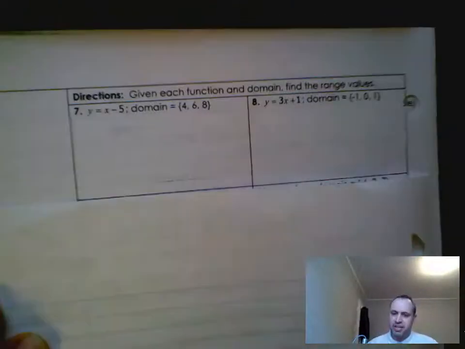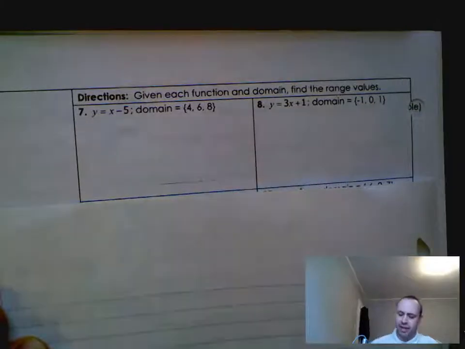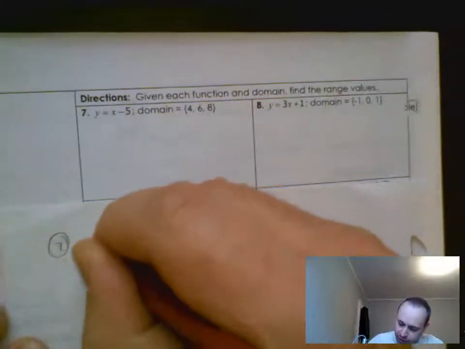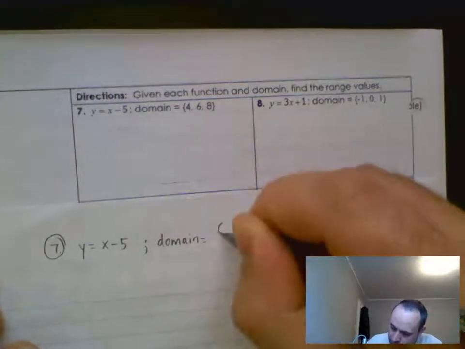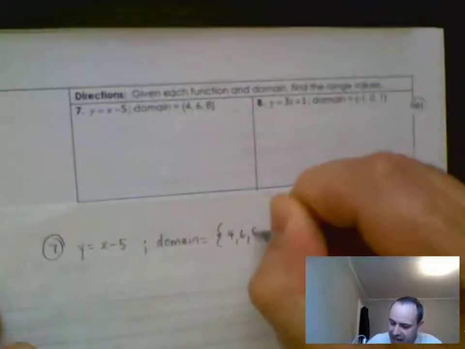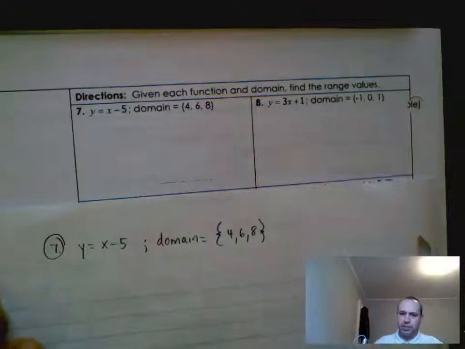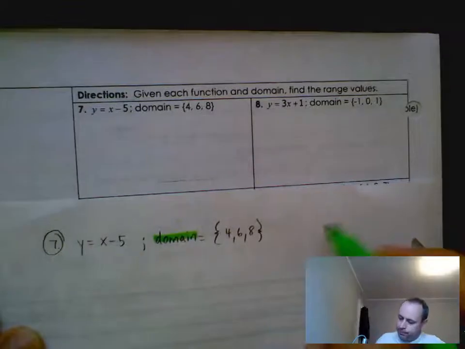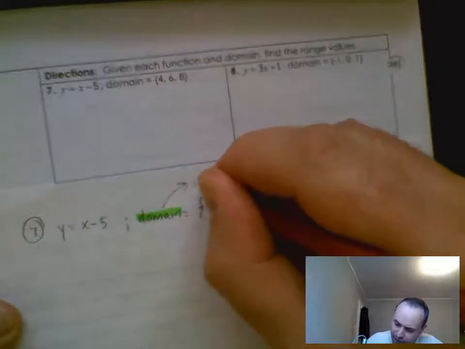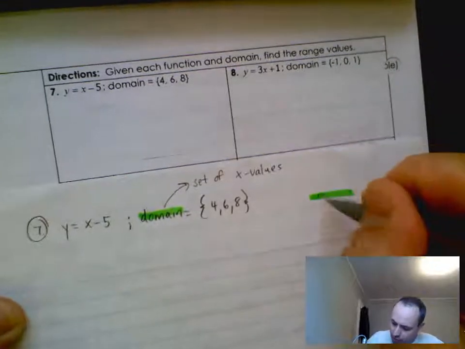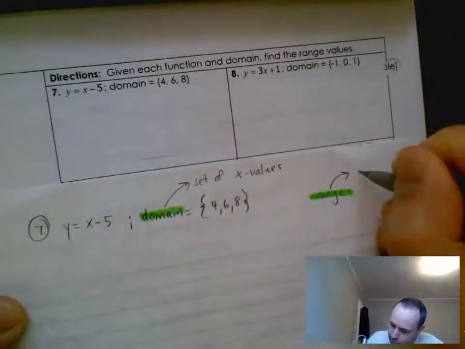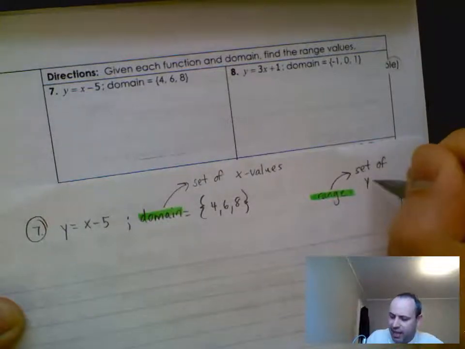Okay, so these directions say, given the function and domain, find the range values. All right, so for number 7, let's write this down, y equals x minus 5. And then they tell you that the domain is equal to 4, 6, and 8. Okay, now this is critical that you remember what these words mean. Domain is your set of x values. And then your range is your set of y values.